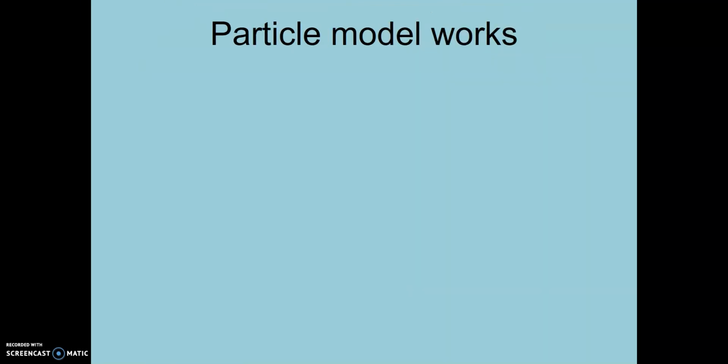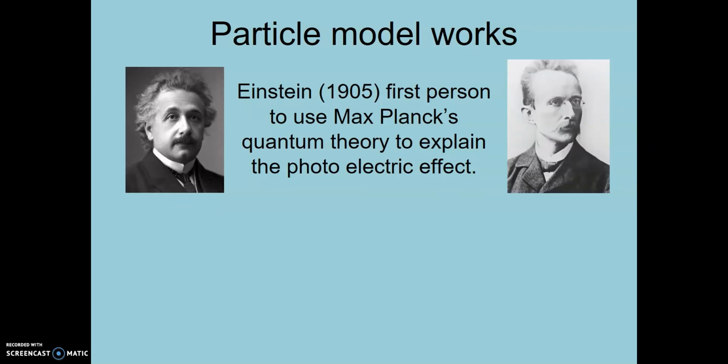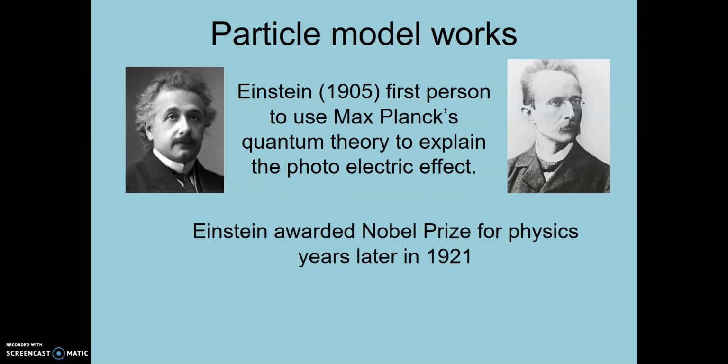The particle model works. It was first used by Albert Einstein in 1905, using Max Planck's quantum theory to explain the photoelectric effect. It took the science world 15 years to really understand it and agree with it, and he only got the Nobel Prize in 1921.